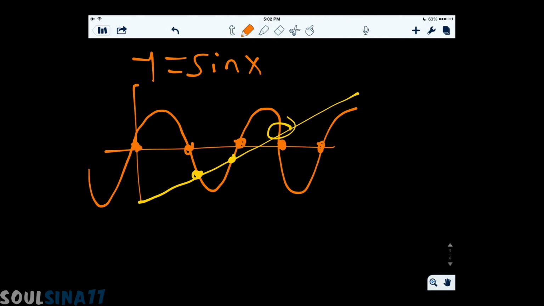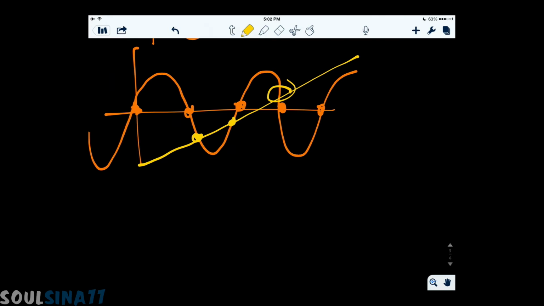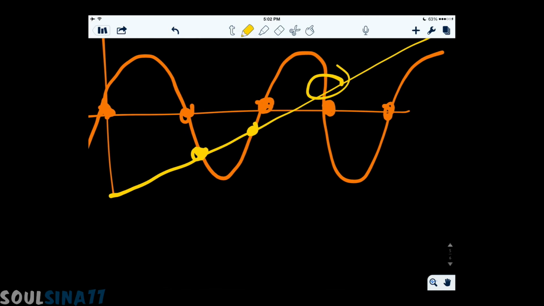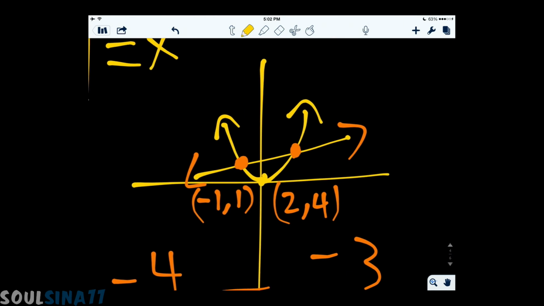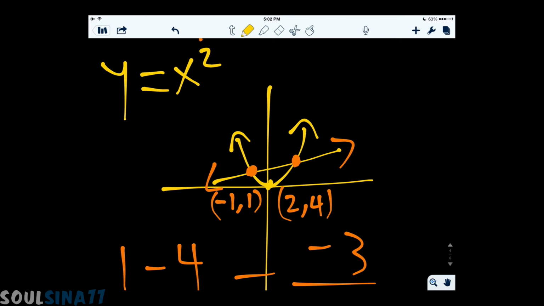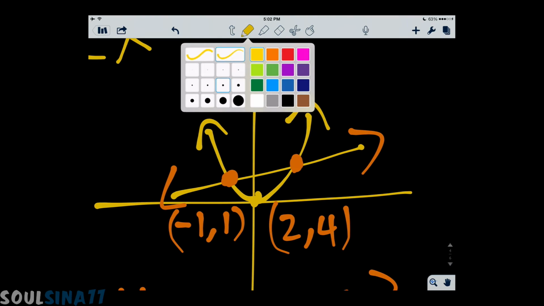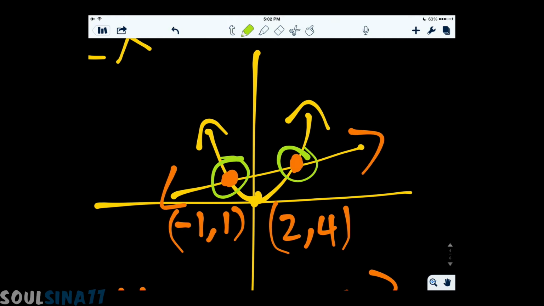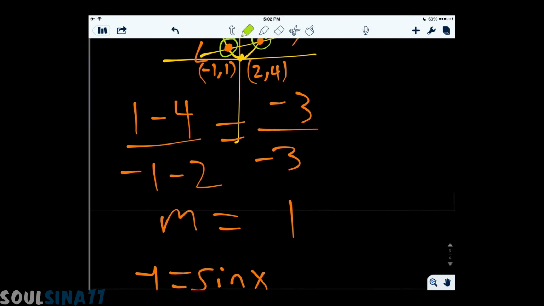So a secant line does not mean it only touches a curve at 2 points. It just simply means you're finding the slope between 2 points, between this point and this point. This point is irrelevant and any other points possible are irrelevant, as long as you're focusing on the main 2 points that you're given. So in the case of y equals x squared, we're not going to touch any other points. These are the only 2 points that we have to worry about, right here and right here. And we found our slope, which was 1.